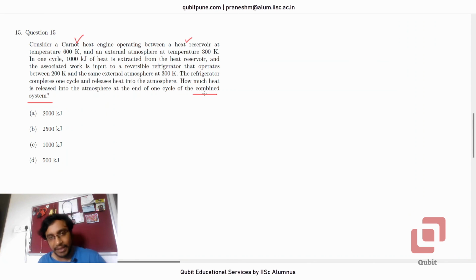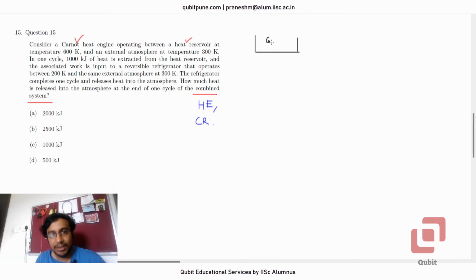Okay, now please first understand what is meant by combined system. Our combined system consists of the heat engine and the Carnot refrigerator. So there are two devices clubbed together, and we want to determine the combined heat rejected. We will first draw the energy flow diagrams. Let's begin by drawing it for the heat engine.